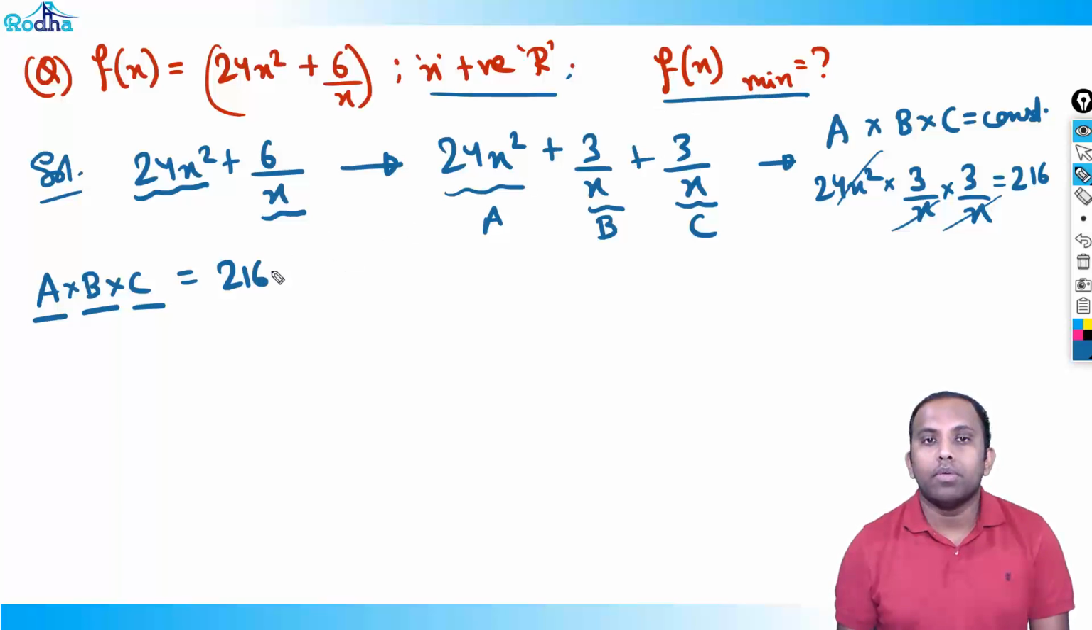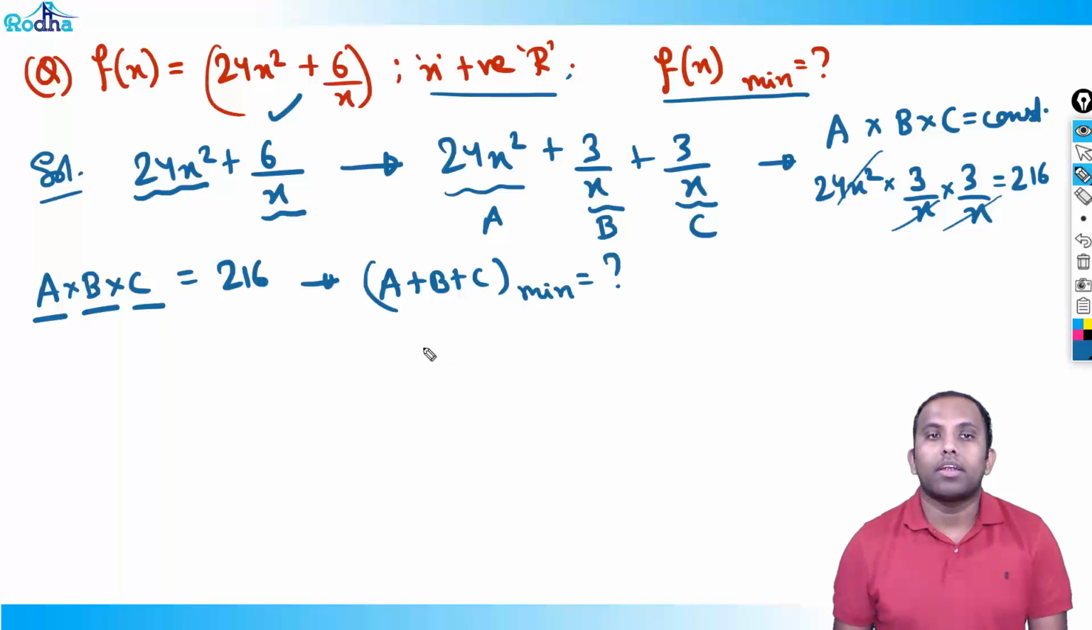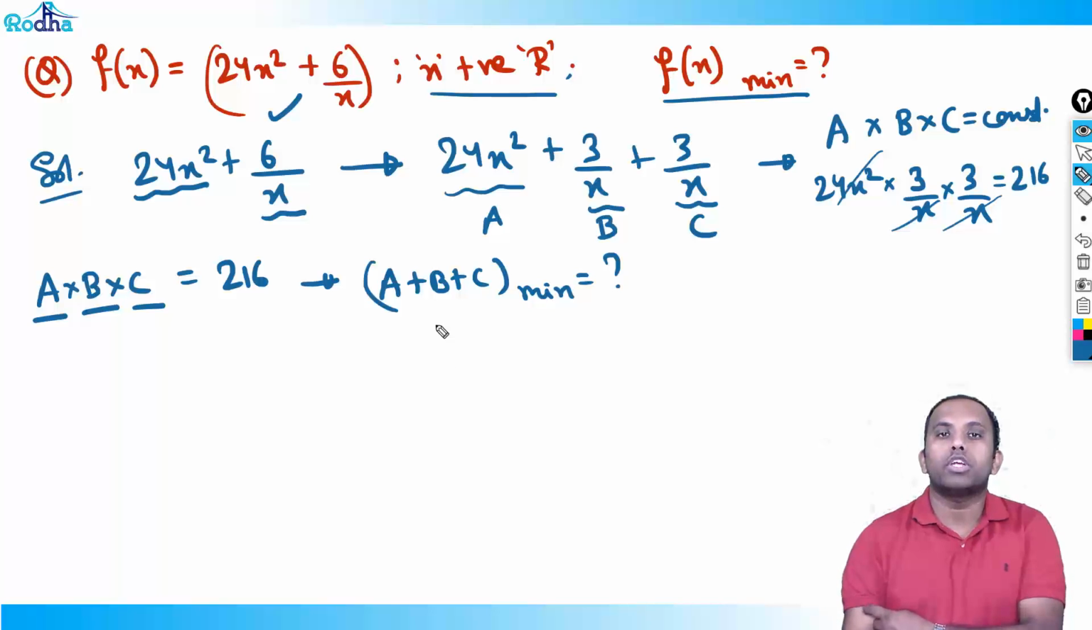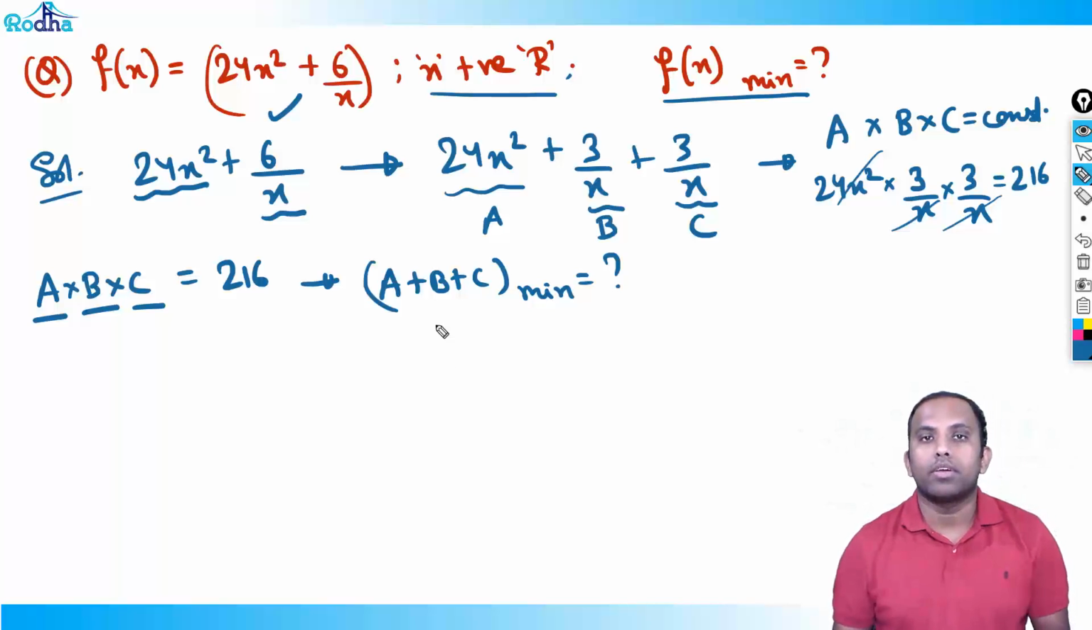What is f(x) minimum? The sum of a, b, c, right? That is the question itself. So basically, if a into b into c is 216, I want the minimum value of a plus b plus c. If you have studied differentiation in 12th, you can do it easily. Otherwise, you can do it this way. This is also not tough, this is also easy only.